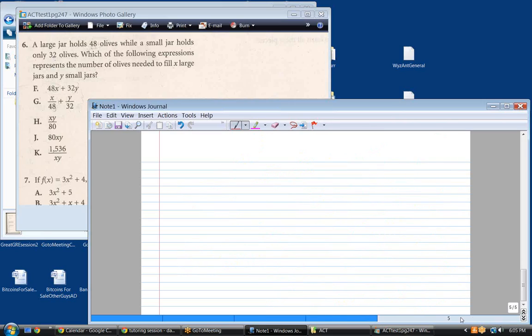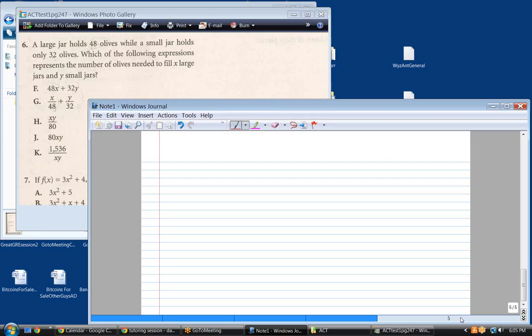Okay, we've got a large jar that holds 48 olives, a small one that holds 32 olives. What is the expression needed to fill X large jars and Y small jars? Little difficult to figure out which one. Well, I know what it's not.